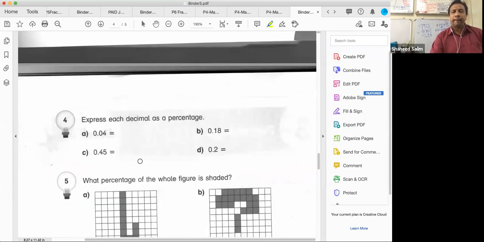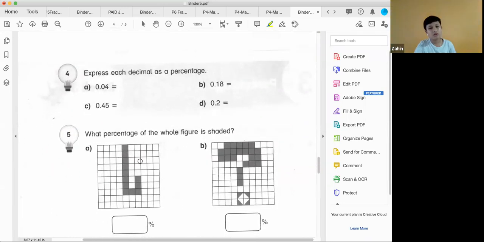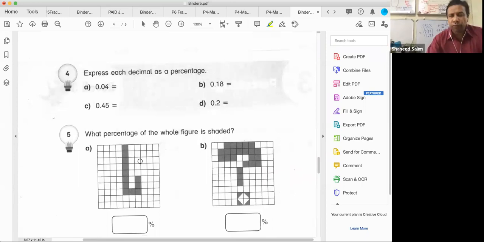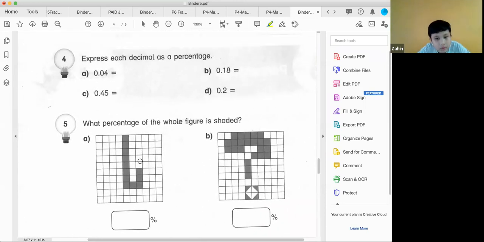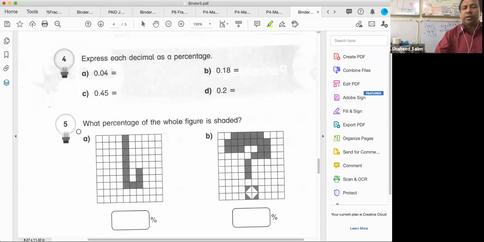Okay, can you try question 4 and 5, please? The whole of 4 and 5. The whole thing of 4A, B, C, D, 5A, 5B.